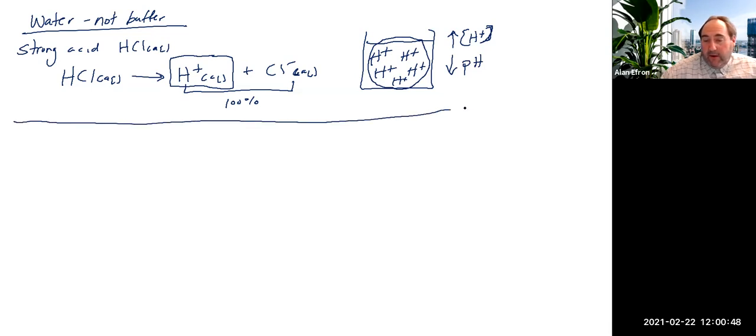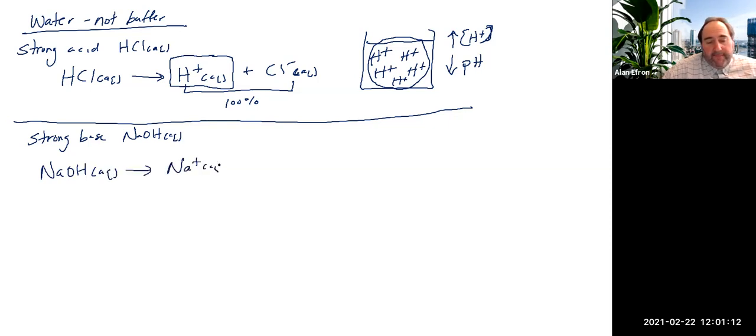Now, let's say we took our water and did the same thing and we added something like a strong base to it, like sodium hydroxide. Same idea: when we add sodium hydroxide to water, again, water not being a buffer, that sodium hydroxide is going to 100% break apart into sodium ions and hydroxide ions.